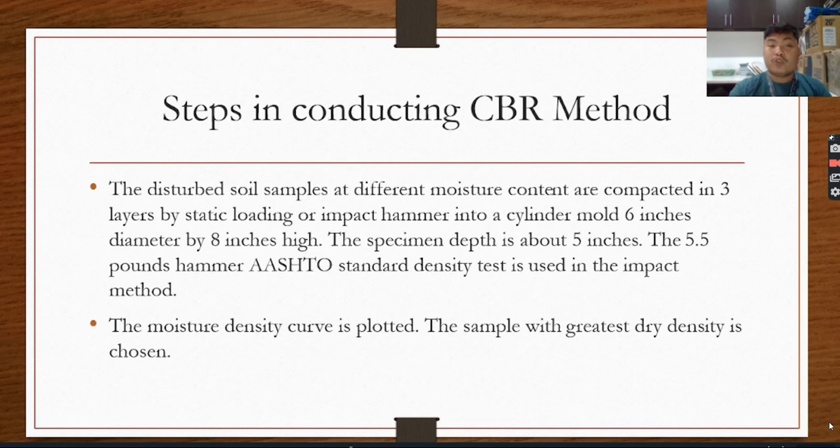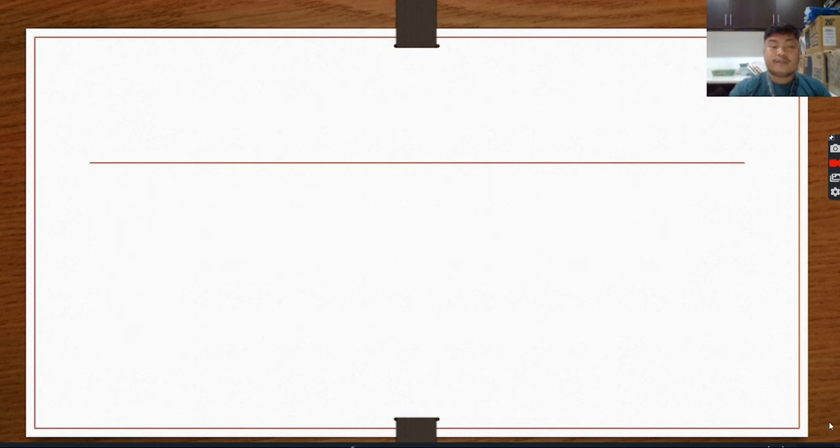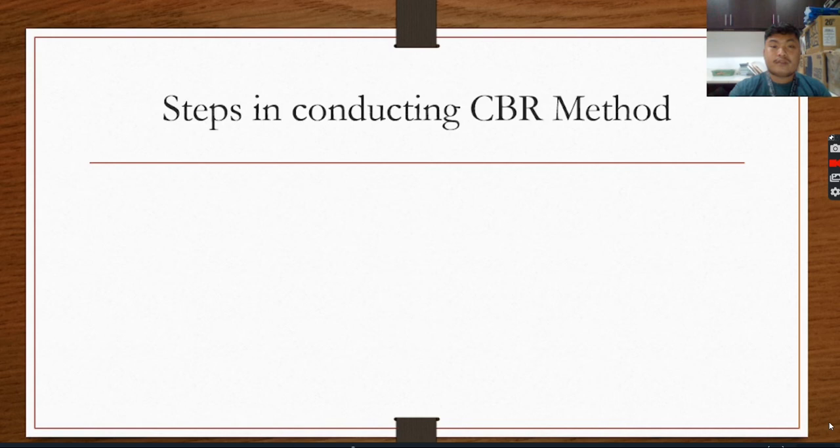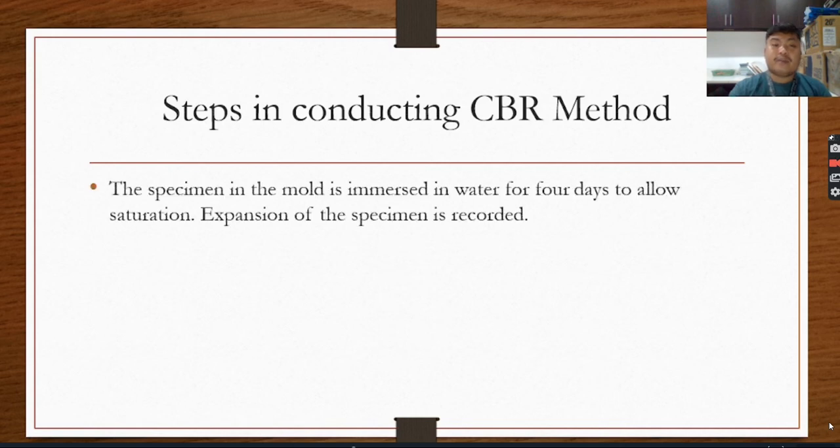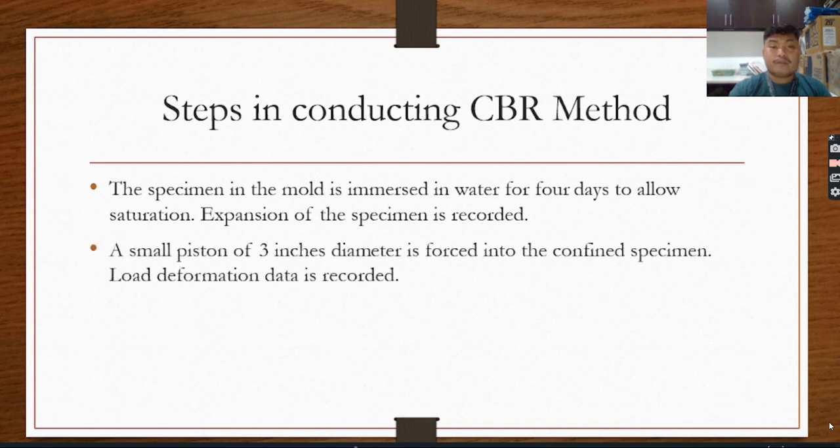Next, the moisture density curve is plotted. The sample with greatest dry density is chosen. Third, the specimen in the mold is immersed in water for 4 days to allow saturation. Expansion of the specimen is recorded. Fourth, a small piston of 3 inches in diameter is forced into the confined specimen. Load deformation data is recorded.